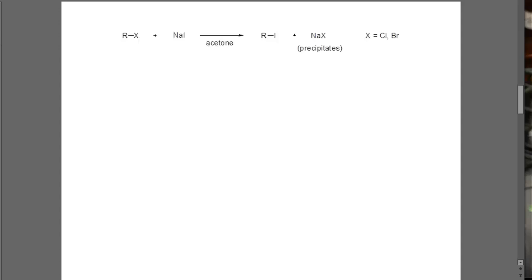Our final product is our leaving group, whichever that was, so chlorine or bromine, was swapped out for an iodine, and we had precipitate, sodium chloride or sodium bromide, form in solution.